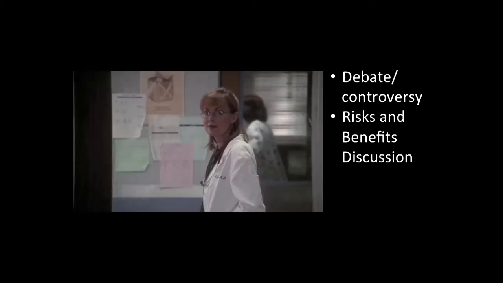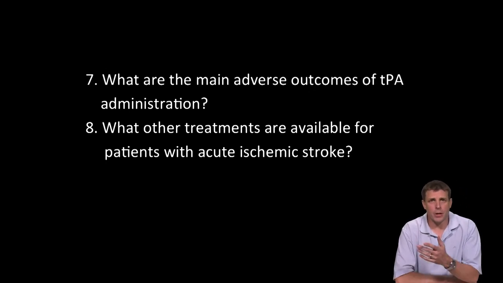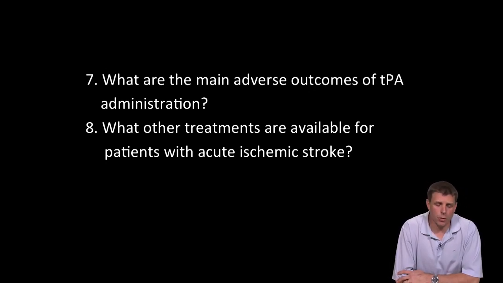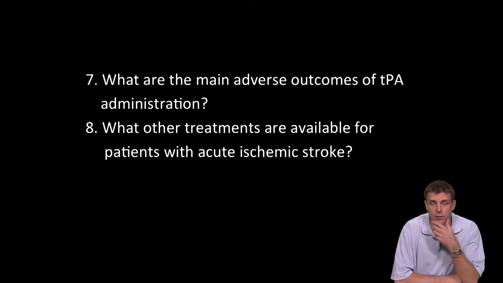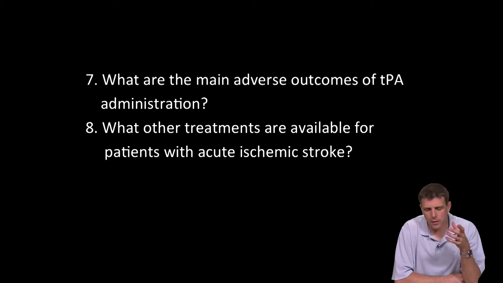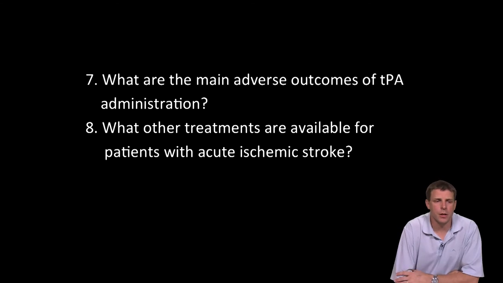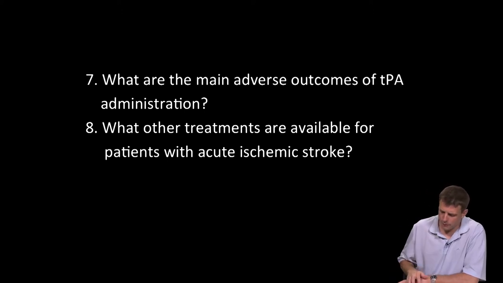So we saw there the progression of this patient's case and management in the emergency room, as well as progression of the discussion about this treatment, TPA, which brings us to our next question. What are the main adverse outcomes of TPA administration? In other words, what are the bad things that happen potentially if we give someone TPA? And then the next question, what other treatments are available for patients with acute ischemic stroke? So besides TPA, what other things can we do for these patients to maximize their outcome and minimize the effect of their stroke long term? Okay, then our final clip.